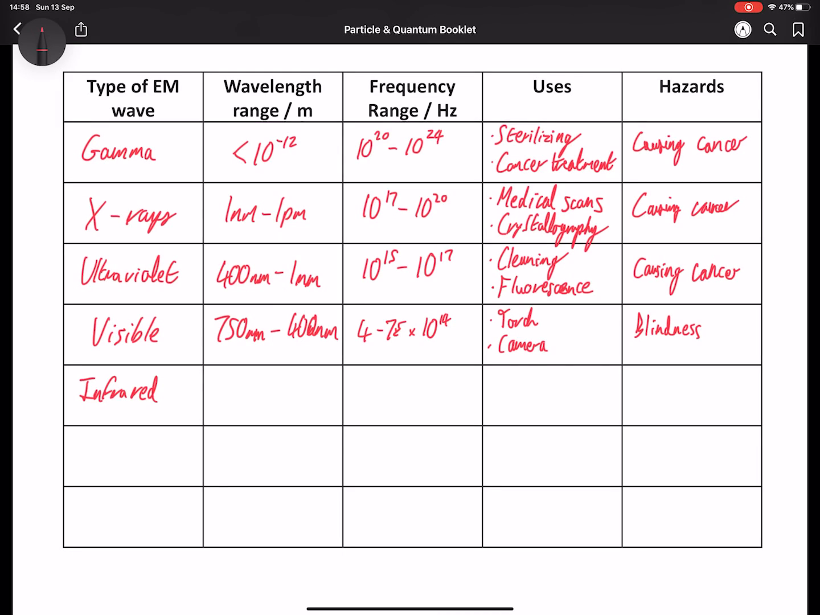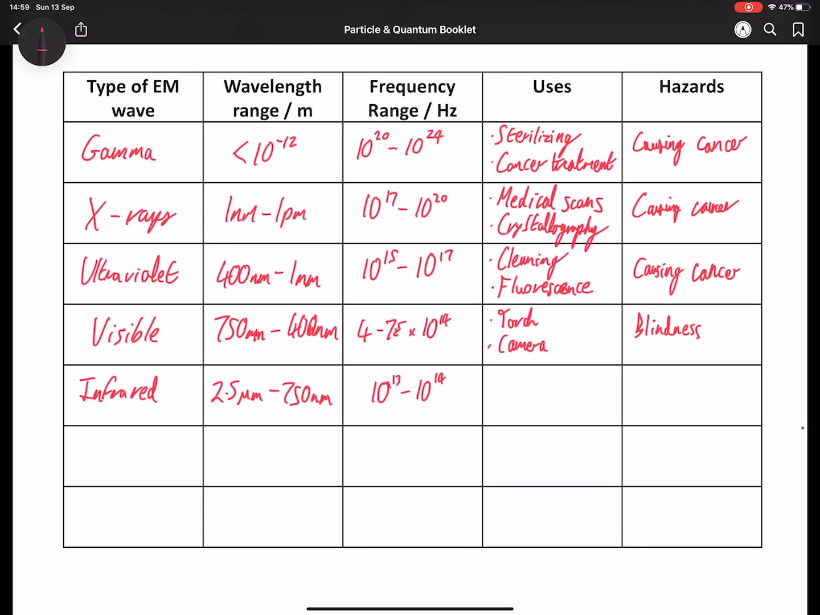Now infrared, this is where we go below red on the spectrum. Again, getting bigger, so we have 2.5 micrometers this time, all the way down to our 750 nanometers where red was. And our frequency will continue to drop as well, so going to a range of 10 to the 13 to 10 to the 14 in terms of hertz.